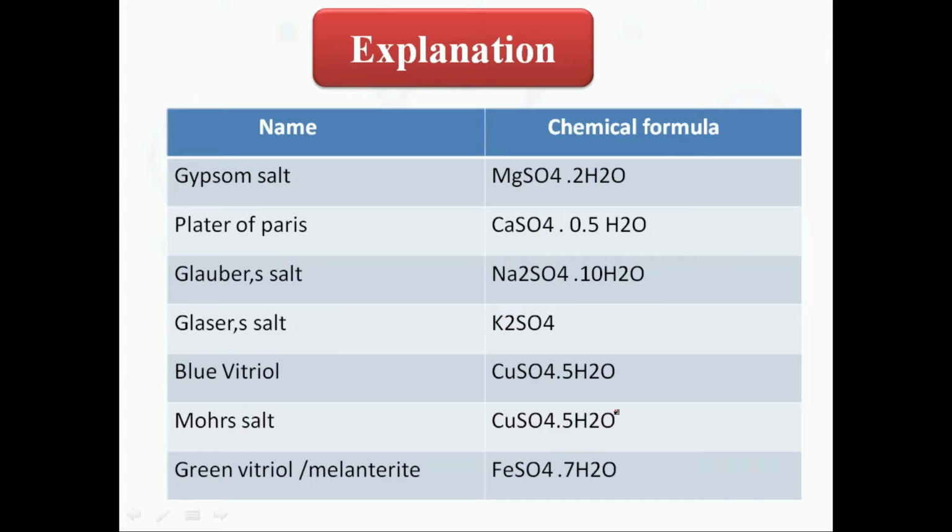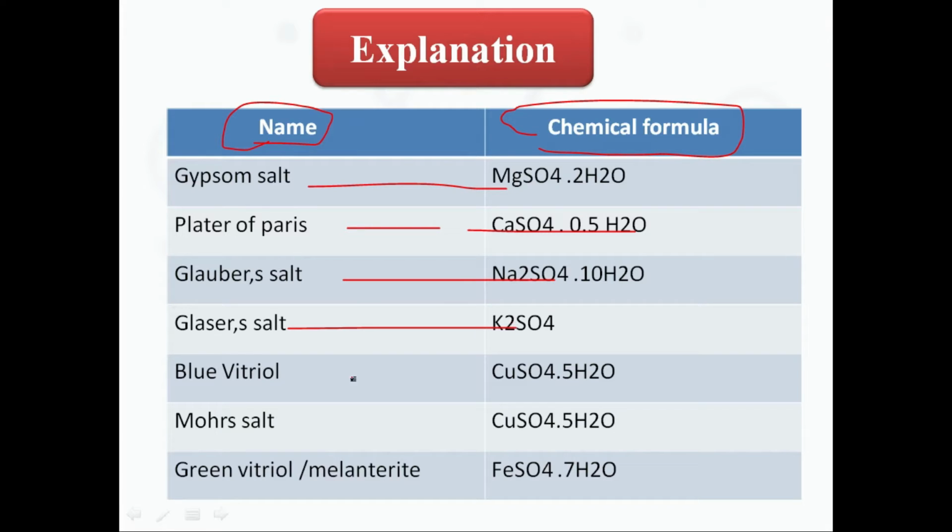Here we have a simple table of all the salts. So please try to note down in your notebook, because sometimes in your pharmacist exam or in the GPAT exam, these common questions arise. So gypsum salt is MgSO4.2H2O, and plaster of Paris has CaSO4, and Glauber's salt's formula is this, where glacier salt is this, and blue vitriol, Mohr's salt and green vitriol. So students, please write down in your notebook, because questions can arise from this topic.